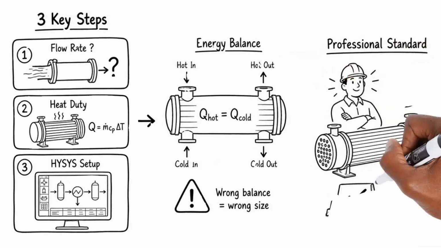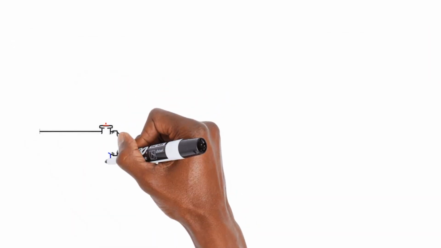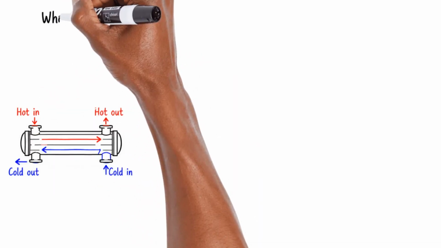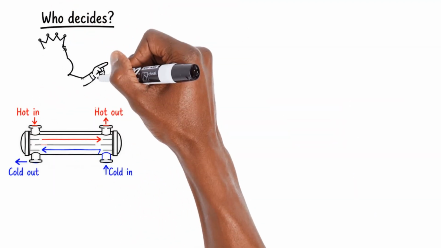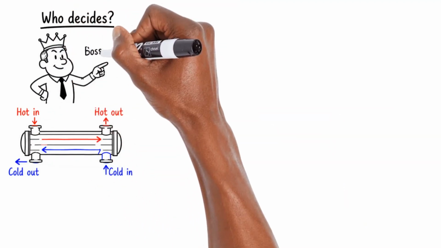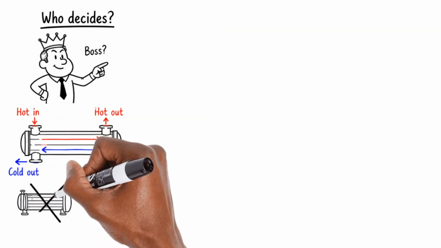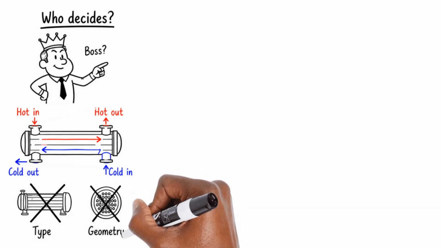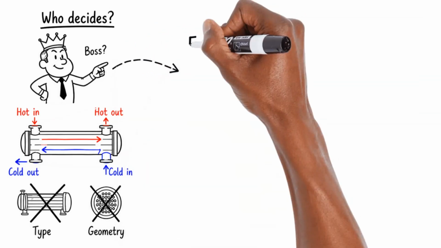Before we open HYSYS, let me ask you a question. If I give you a hot stream and a cooling utility, who is the boss that decides how much heat is removed from the hot stream? Take a moment and think about it. It's not the type of heat exchanger you choose, and it is not the internal geometry. It is the conservation of energy.